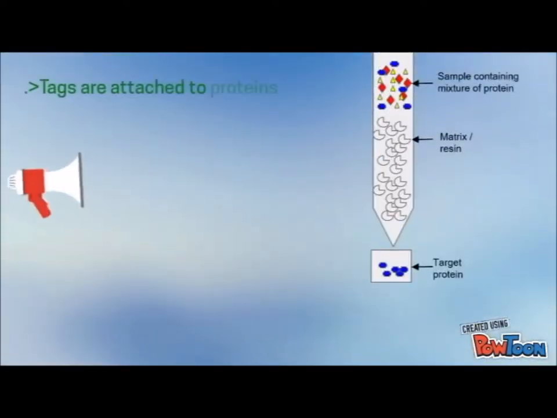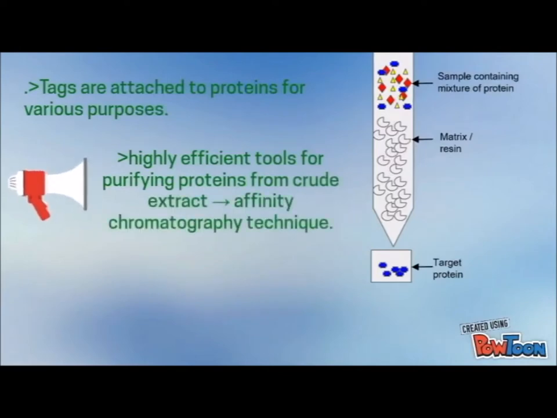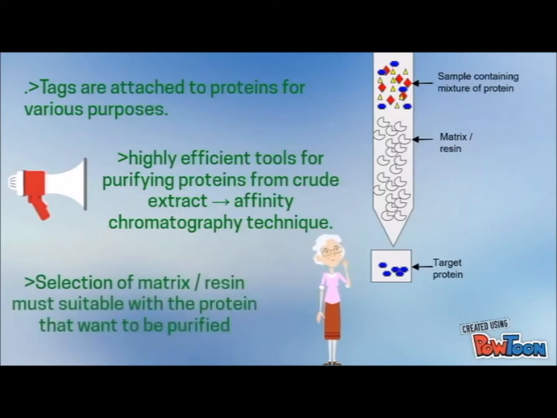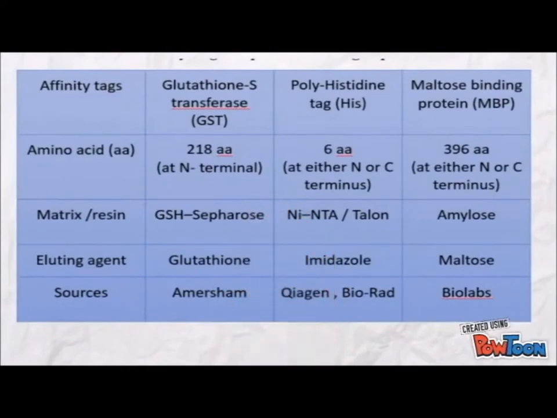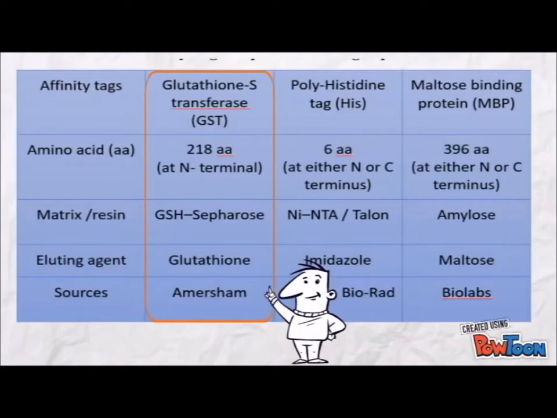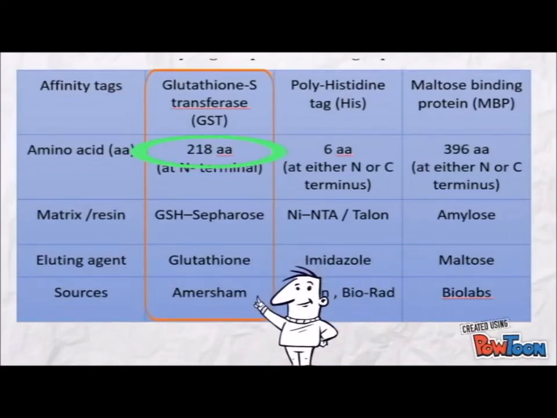Tag proteins are attached to proteins for various purposes, and each type of tag has specific binding on the surface of the chromatography. The selection of matrix and resin must also be suitable and compatible with the type of protein that we want to purify. In this table, we compare three different types of affinity tags, which are glutathione S-transferase, GST, polyhistidine tag, and also maltose binding protein, also known as MBP tag. For GST protein, we can get it from the Amersham company, suitable for a 218 amino acid tag at the N-terminal. If you want to use a GST tag protein, the matrix resin is glutathione Sepharose, where the protein will bind to the matrix, and the eluting agent that can be used is glutathione.